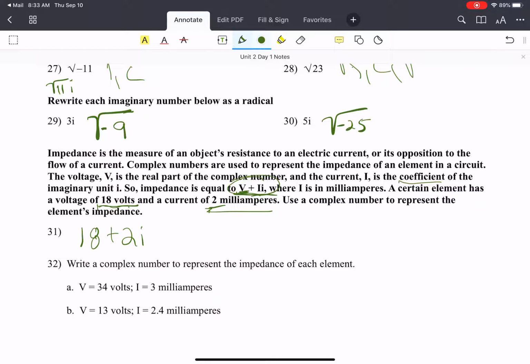So they put 34 plus 3i, and then 13 plus 24i. Looks good. Okay, anybody have any questions?